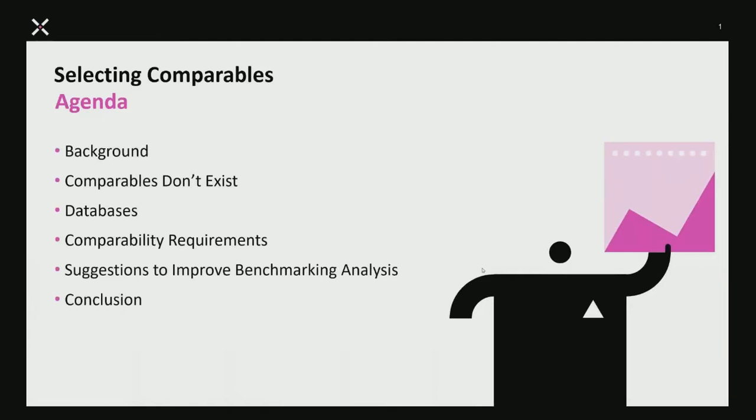When it comes to selecting comparables, we'll give you a little bit of the background context. Then we'll talk about the fact that comparables don't exist, which is kind of a bold statement, but we'll go into the details there. And then we will talk a little bit about the data we can rely on, the challenges of using certain databases, and the availability of data.